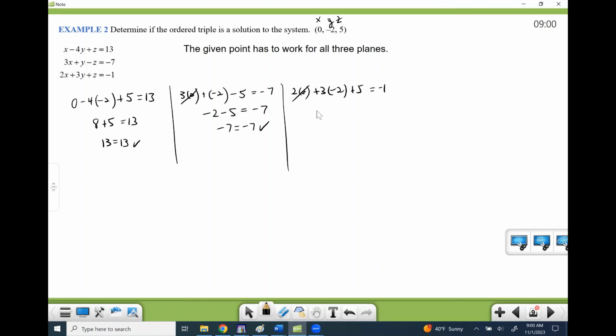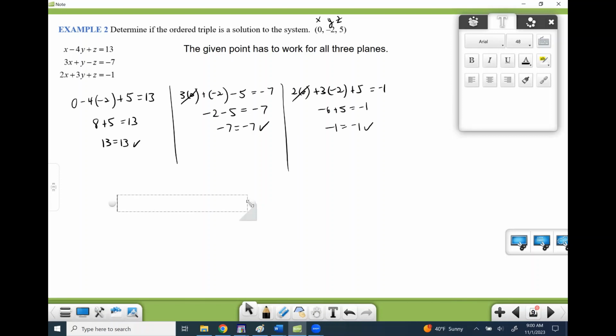Zero will cancel that out. 3 times -2 is -6. And -6 plus 5 is indeed -1. So the conclusion is that the ordered triple is a solution to the system.